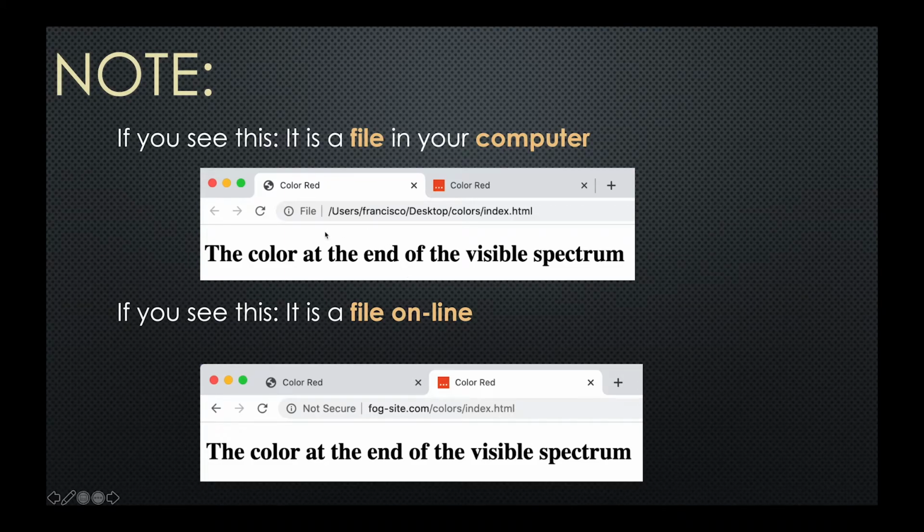We need to understand the difference between a file inside of our computer and a file that is uploaded and it's online. The path of the file in our computer will look similar to this, while a file online will start with the domain, then followed by the folder and perhaps the name of the file that you're looking for.